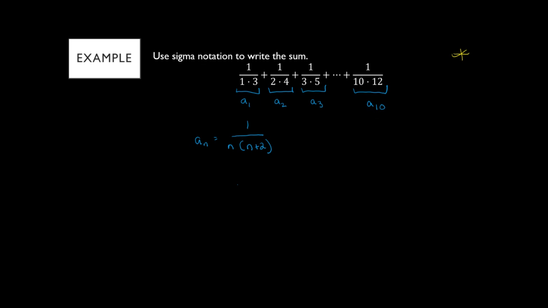So now that we've figured out what the pattern is, to put this in summation notation, again, I'm going to write my sigma. And now I'm going to make them i's, and we always start from 1, and we're going to count up to 10. And then I need to convert all of these n's to i's. So it's 1 over I times I plus 2. And that is our sigma notation.